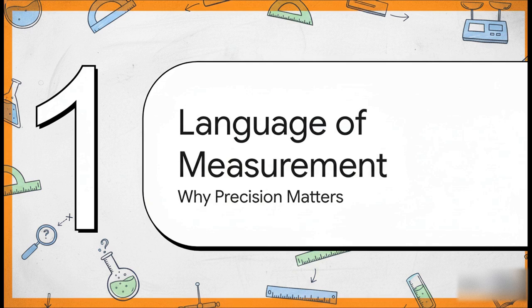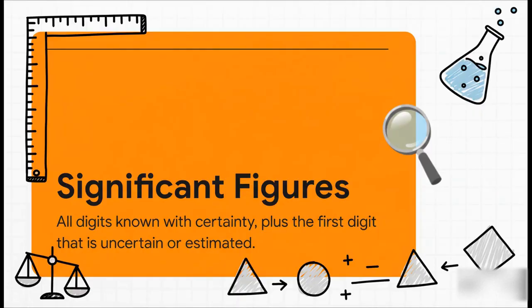I want you to think of significant figures as the grammar for scientific data. They're not just about the number itself. They tell a story about the quality and precision behind it. So, here's the absolute core definition you need to burn into your brain. Significant figures, or sig figs, are all the digits in a measurement that you know for sure, plus one. Just one that's estimated. It's that mix of the certain and the uncertain that gives a measurement its real power.